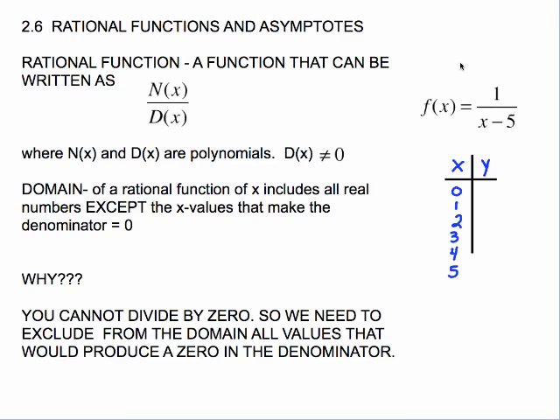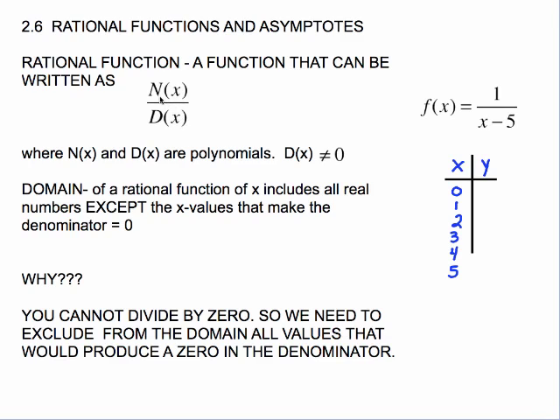This is the first of several videos on graphing rational functions. But before we can actually get to graphing a rational function, let's get the definition out there. A rational function is a function that can be written as n of x over d of x. It's just a fraction where you have a polynomial on the top and a polynomial on the bottom. And this notation is just your function notation.